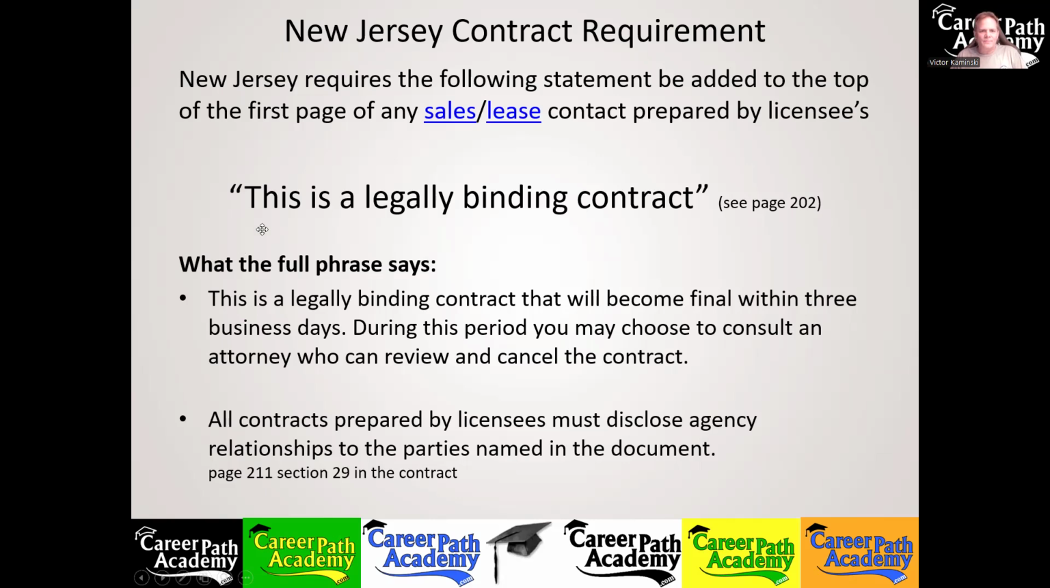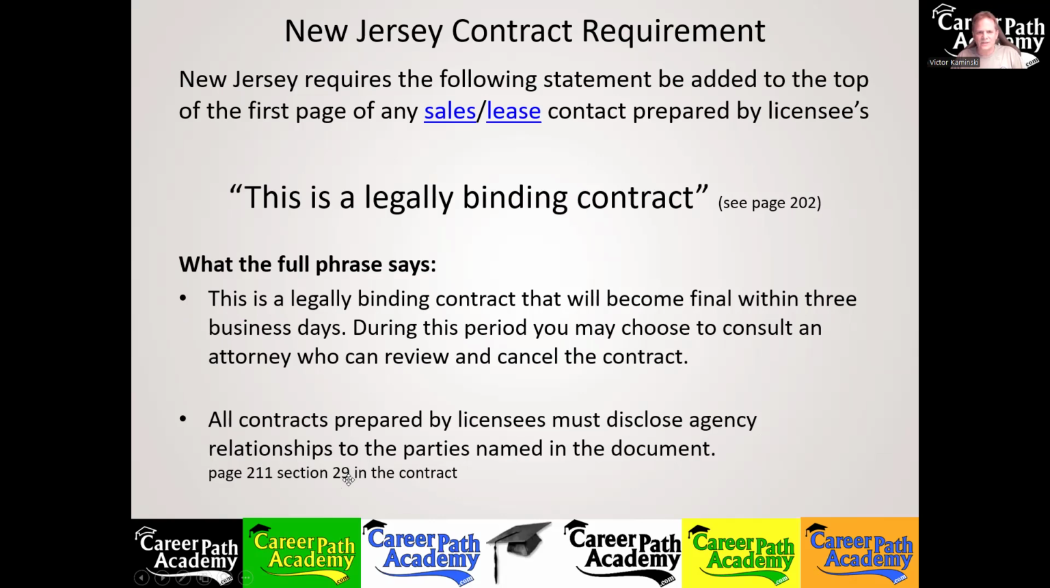So, it says that this is a legally binding contract. Now, it says a little bit more than that. The phrase actually says this is a legally binding contract that will become final and binding within 3 business days. During this period, you could choose to consult an attorney who can review and cancel the contract. All contracts prepared by licensees must also disclose the agency relationships, and they do that in section 29.